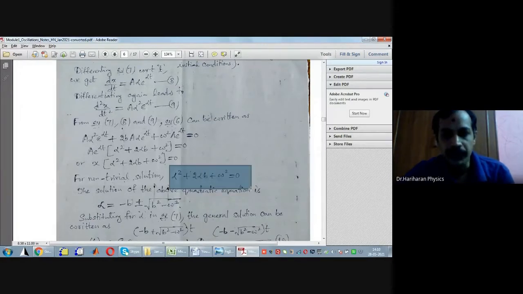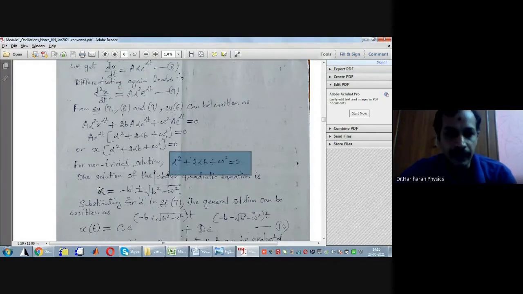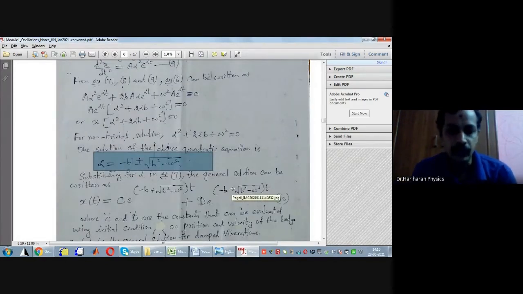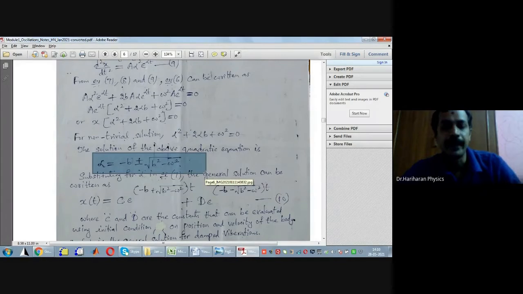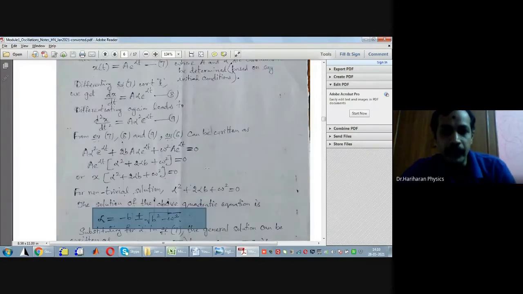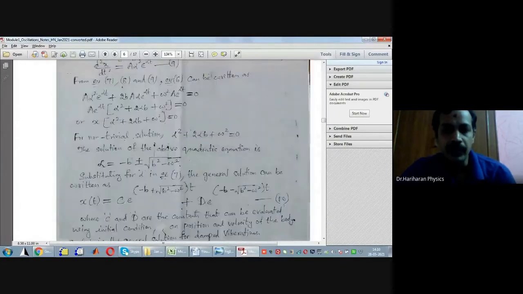This quadratic equation, when we solved it, the solution is given by alpha is equal to minus b plus or minus square root of b square minus omega square. How did we arrive at this? This working I will show you at the end of the discussion. So this has two solutions, one with plus square root of something, and one with minus square root of something. This when you plug into equation 7, we arrive at the final equation.